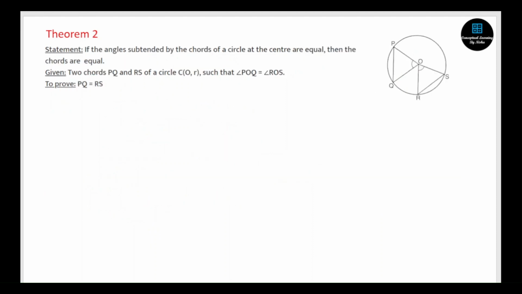Perfect. Now, the converse of that. If the angles subtended by the chords of a circle at the center are equal, then the chords are equal. We have to prove that. See, these angles are given equal, and we have to prove that these chords PQ and RS are equal. Now let's write the proof. Again, we have to prove these two triangles congruent.